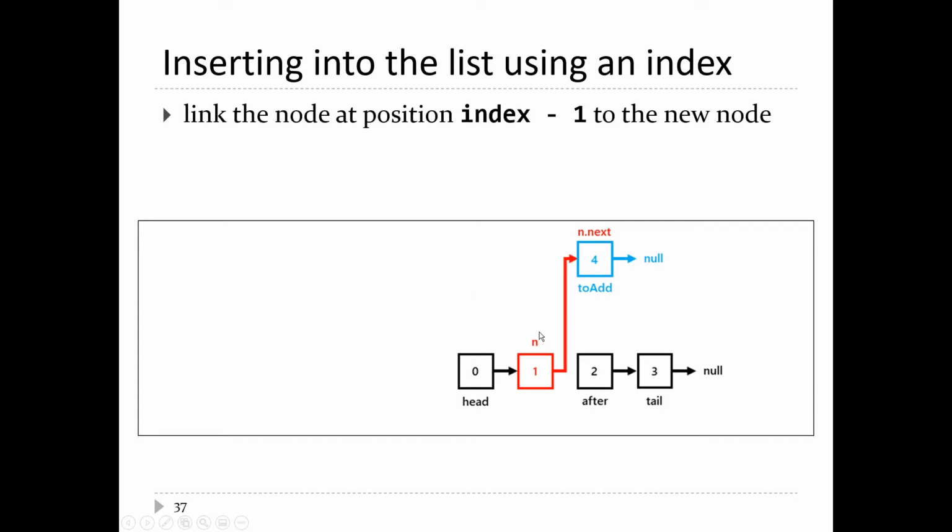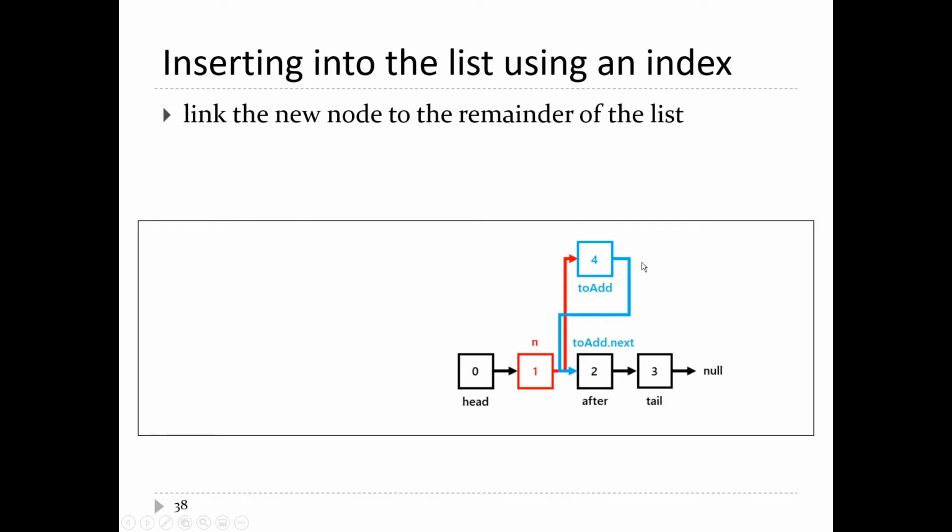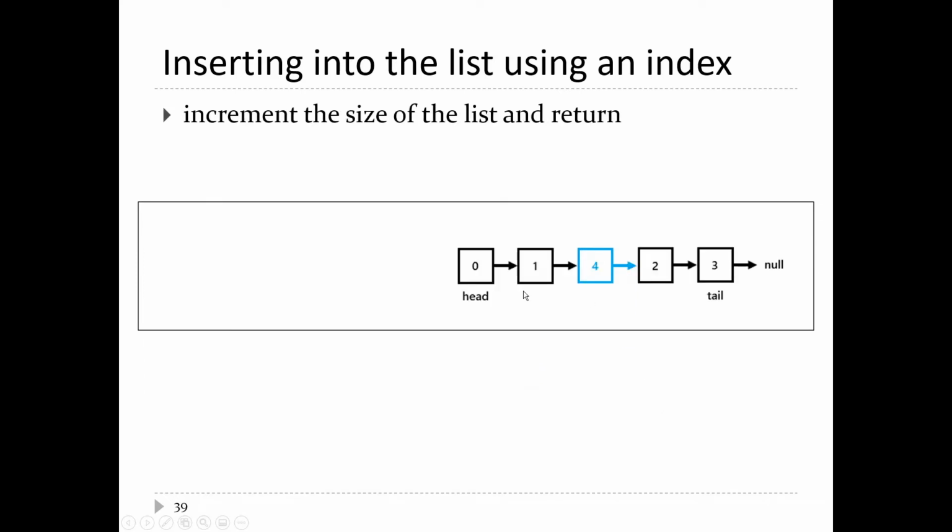We then want to take n and adjust its next link so that it points to the new node. We take the new node and adjust its next link so that it points to the node after. And that produces the following list.